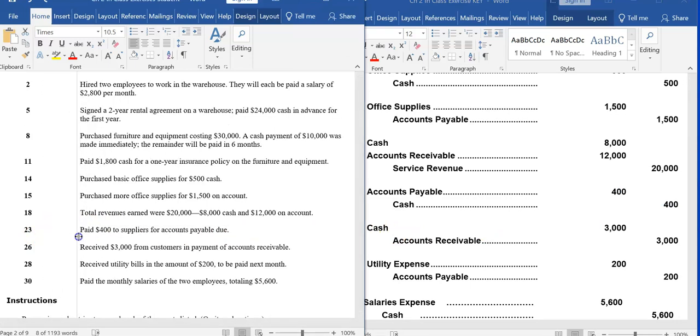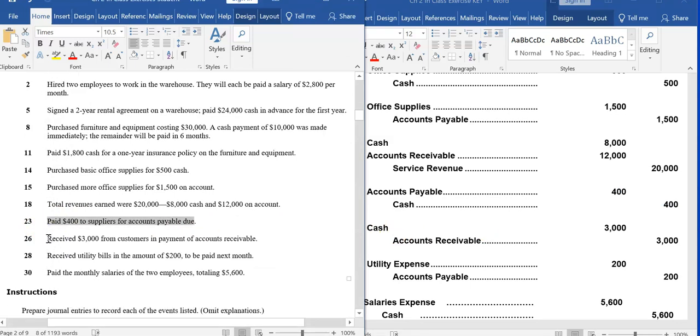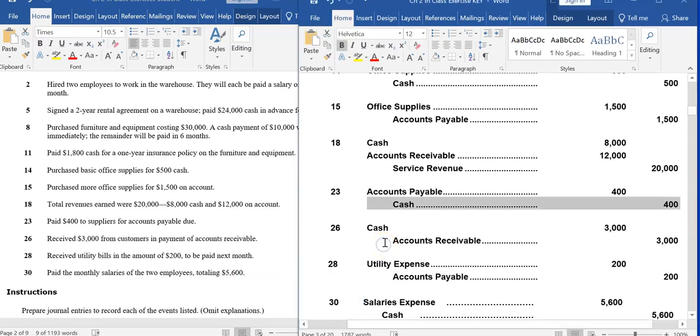On the 26th, we received $3,000 from customers in payment of accounts receivable. Customers are paying off some of what they owe us. We have kept track of what is owed to us in an asset account titled Accounts Receivable. If customers are paying off what they owe us, our accounts receivable is decreasing. To decrease an asset account, we will credit it. We received cash when the customers paid off what they owe. Our cash is increasing. Cash is an asset. To increase an asset account, we debit it.